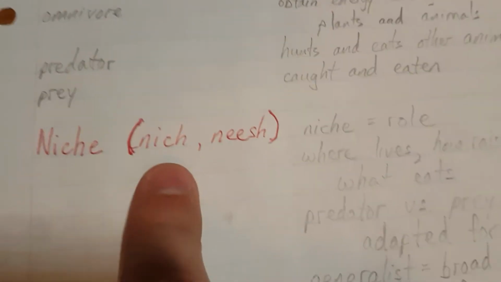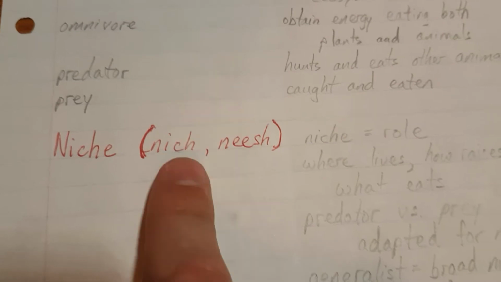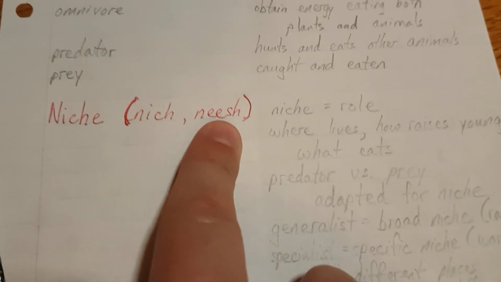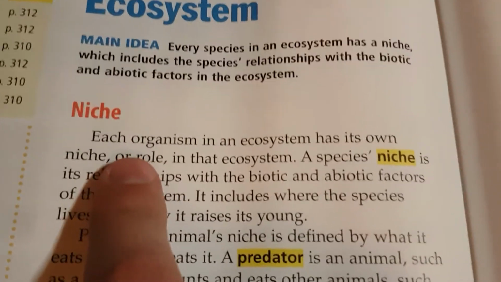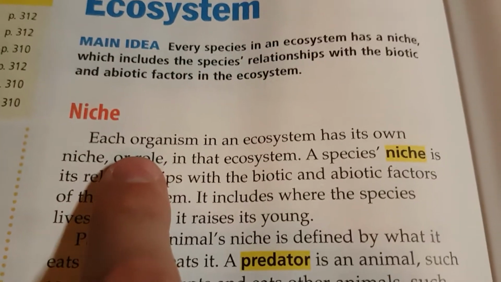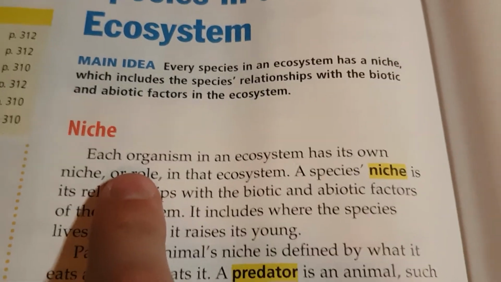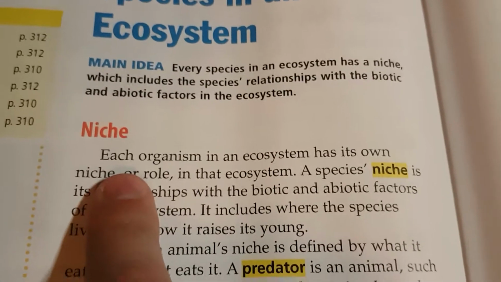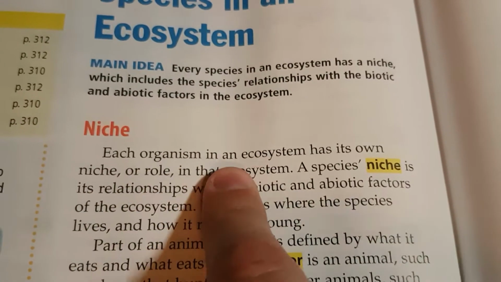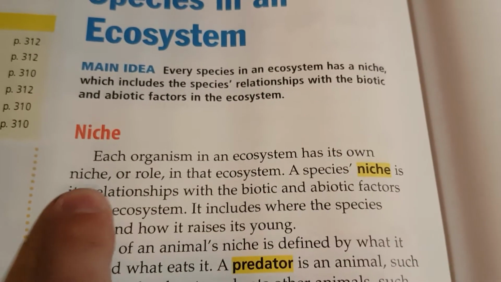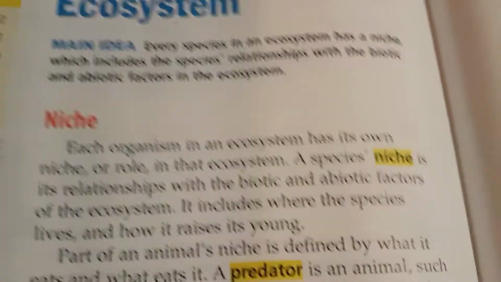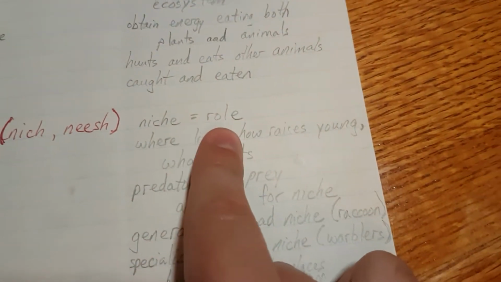Okay, the first section is niche or niche. When you write it, write the pronunciations. It can be niche or it can be niche. You can say it either way. Read with me. Don't just sit there listening to the video, waiting for me to write something down. Actually read the words so that you practice your reading. Each organism in an ecosystem has its own niche or role in that ecosystem. So a niche is a role.